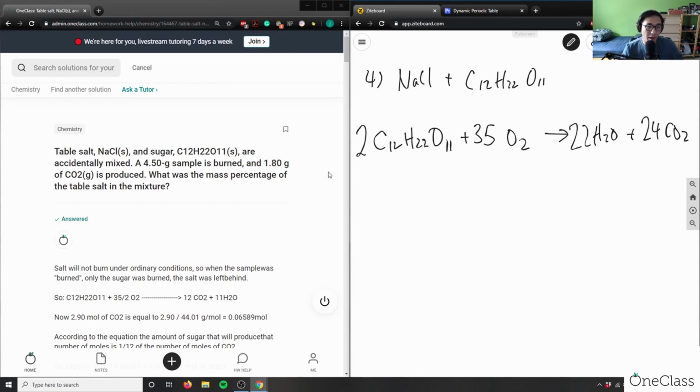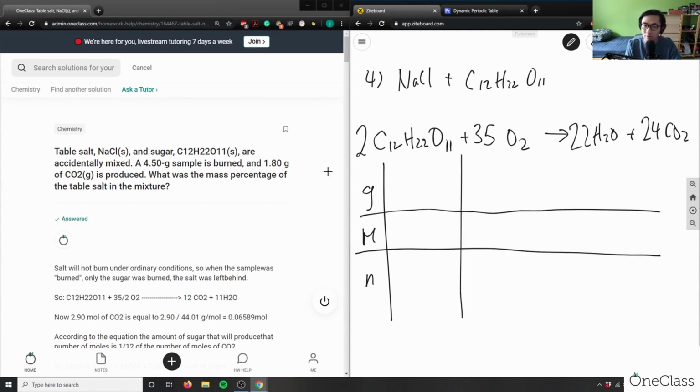And 1.80 grams of CO2 is produced. So in this sense, let's work backwards, right? We have grams here, so let's make our mass table. This is mass, molar mass, and moles, right? So we have these types of things here, and we're making our table here. We have 1, 2, 3, and 4, and we're given our mass of CO2. So mass of CO2 is 1.80 grams, right?